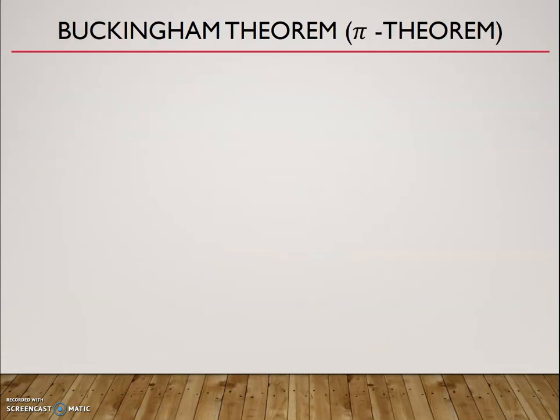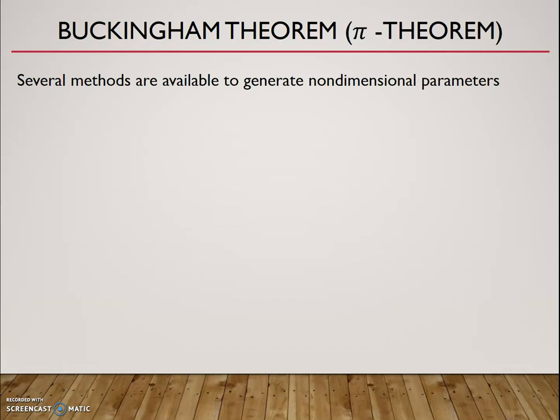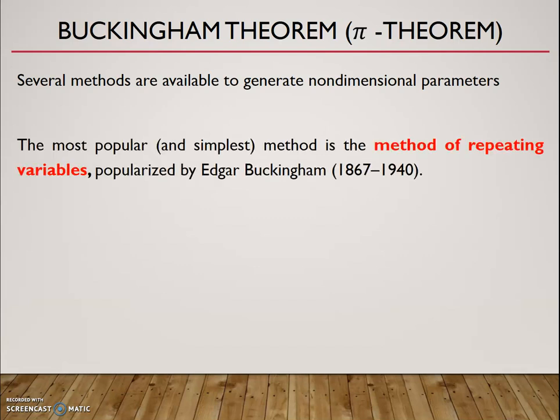So there are several methods to generate non-dimensional parameters. Among them, the most popular and simplest method is the method of repeating variables, introduced by Dr. Edgar Buckingham, who lived from 1867 to 1940. This method is popular as the Buckingham Theorem or Pi Theorem.